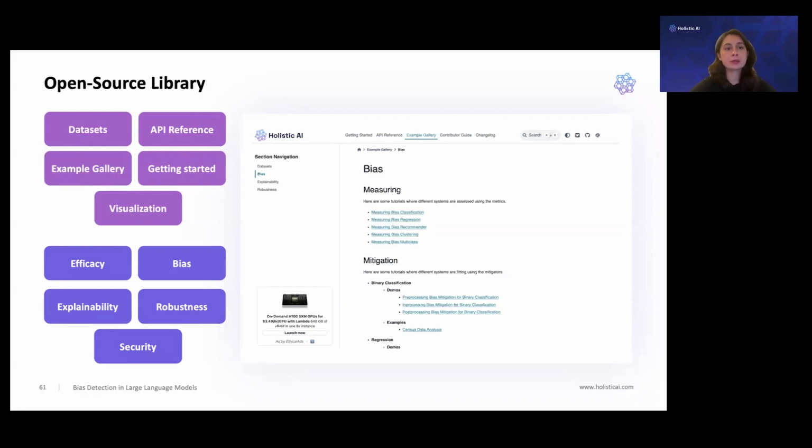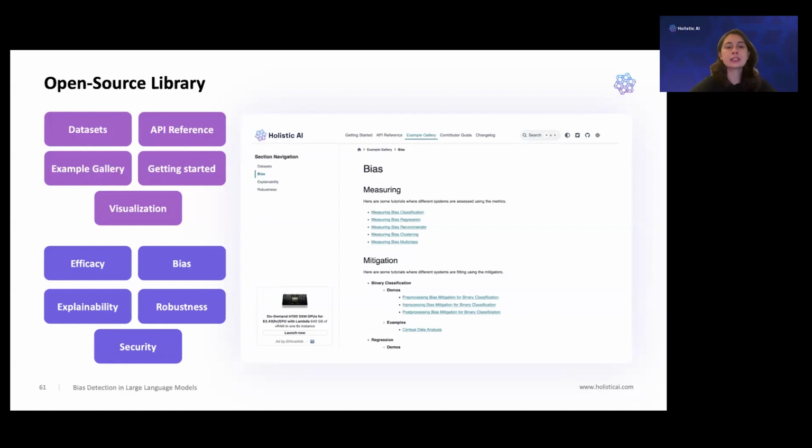In terms of specific capabilities, for bias, the Holistic AI library provides tools to measure and mitigate bias, both group and individual bias for AI models. This library also offers tools that measure various facets of explainability, including global and local feature importance, surrogate models, and metrics tailored for tree-based models.